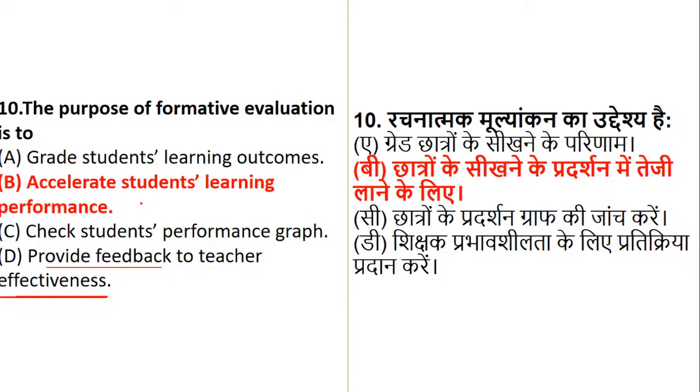Now, those who gave option number D as the right answer have overlooked the second part of the sentence. Provide feedback, very correct. But to teachers' effectiveness, no, we are not talking about teachers' effectiveness. We are talking about students' effectiveness. So be careful, everyone. Okay, fine. Those who gave me option D, I hope Manoharan, you were there, and who else was there? Pushpa also was there, and you both made a mistake. So I hope you understood your mistake and will be careful.